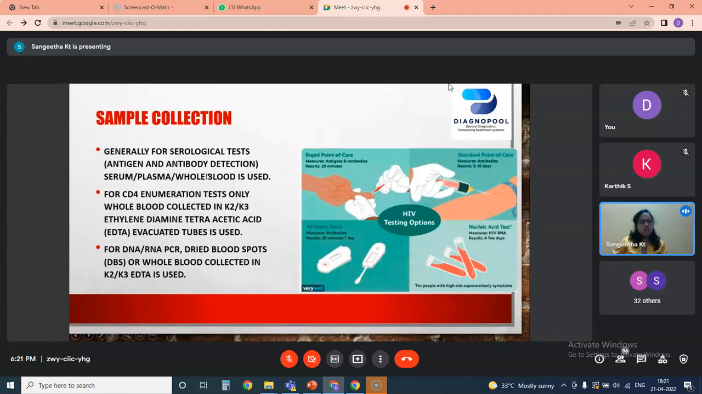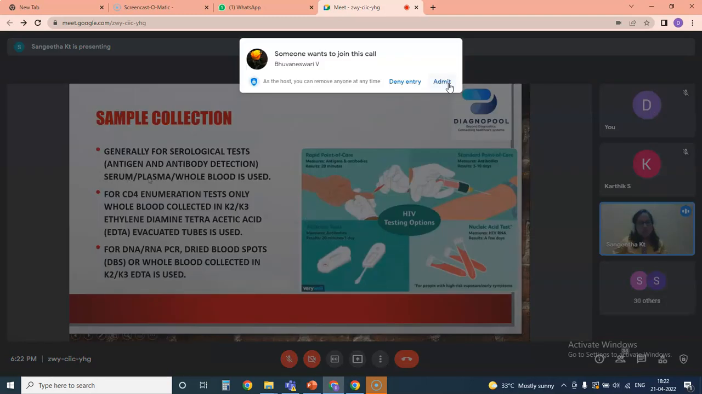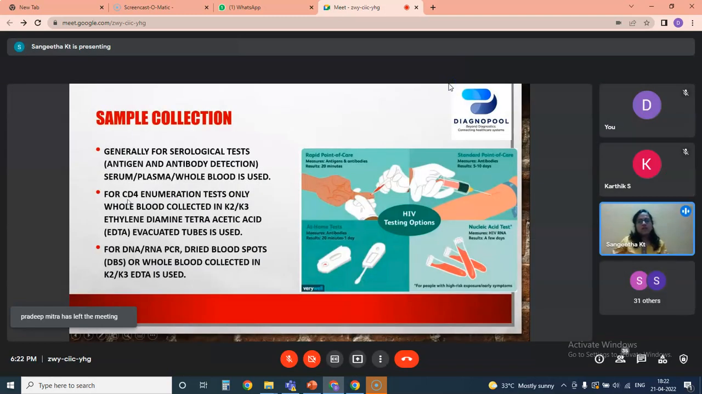Now coming to each test, when you perform it, you need to know how to collect a sample, how to store a sample, and then go about testing a sample. Various sample collection methods: when we discuss the antigen and antibody, suppose you want to do a test for detecting the antigen and antibody, we mainly use serum, plasma or whole blood. Whereas if you want to do a CD4 enumeration test for monitoring the HIV, you use whole blood which is collected in an EDTA tube. For DNA or RNA PCR, we have a dried blood spot test or the whole blood which is collected in EDTA.